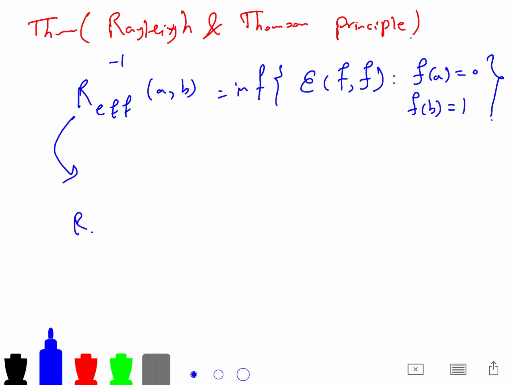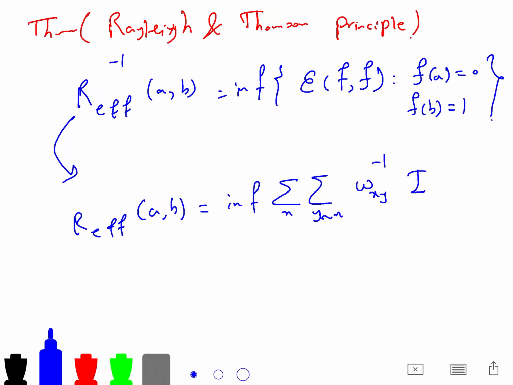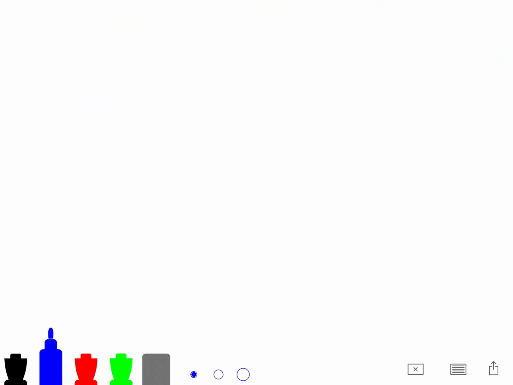for more advanced quantitative technology. So the effective resistance R between A and B, we can write it as the infimum over the sum of omega of x and y inverse times i_xy squared. So removing edges increases effective resistance.